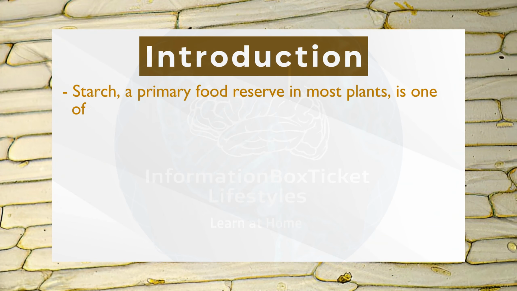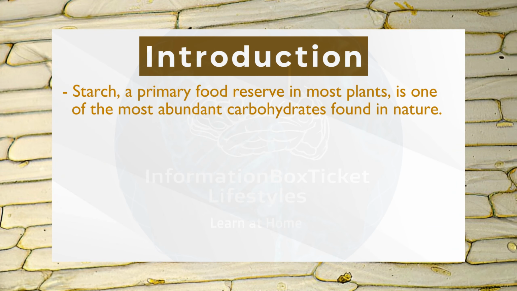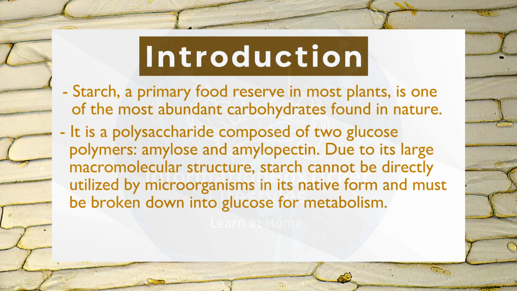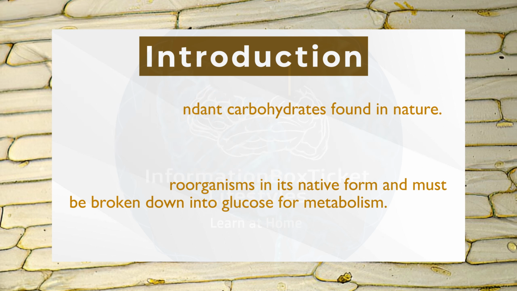Introduction. Starch, a primary food reserve in most plants, is one of the most abundant carbohydrates found in nature. It is a polysaccharide composed of two glucose polymers, amylose and amylopectin. Due to its large macromolecular structure, starch cannot be directly utilized by microorganisms in its native form and must be broken down into glucose for metabolism.